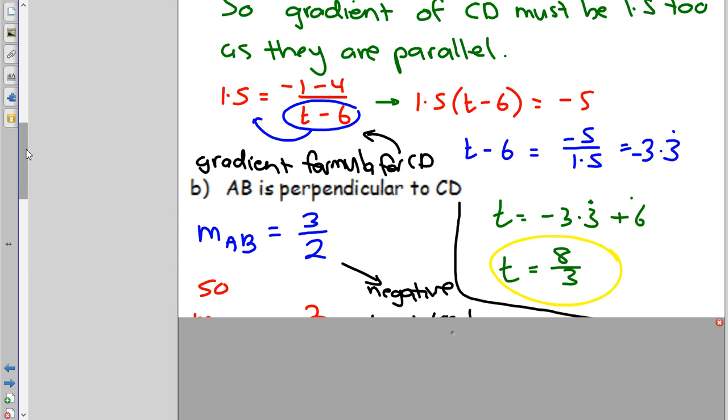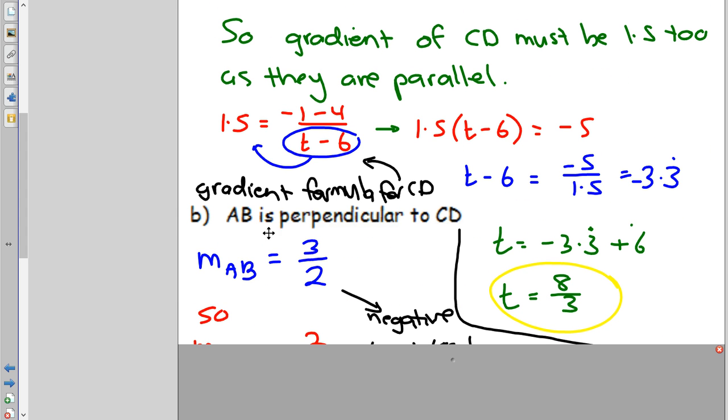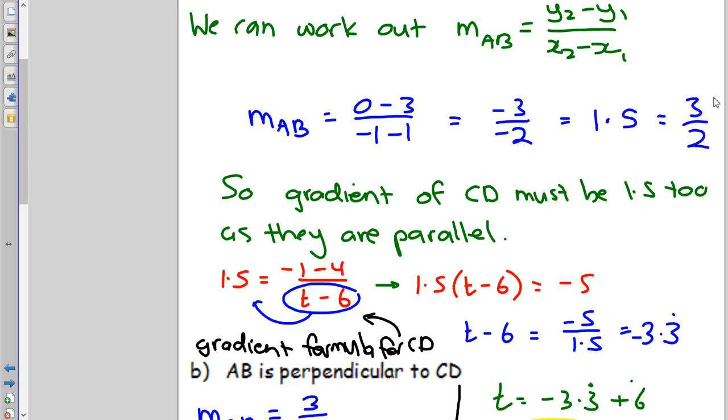So same thing again, find t, but in this case, if AB is perpendicular to CD. So what was the gradient of AB again? It was 3 over 2. So if it's perpendicular, what's the relationship between the gradients of the two lines? That's right, they would be the negative reciprocal of each other. So negative reciprocal, so you need to flip this and change the sign.